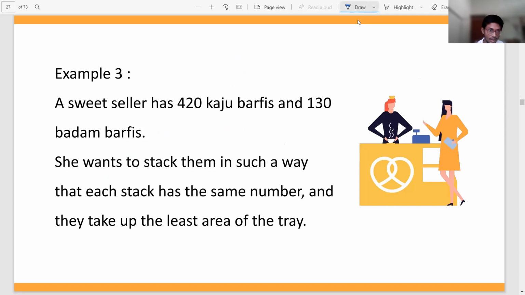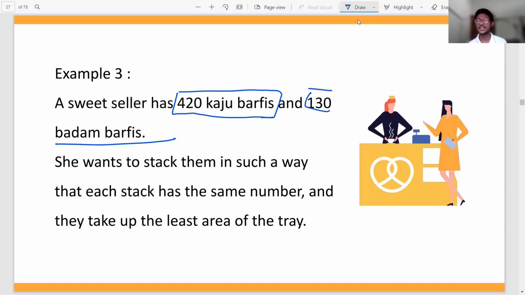The question is, a sweet seller has 420 Kaju Barfis and 130 Badam Barfis. She wants to stack them in such a way that each stack has the same number and they take up the least area of the tray.